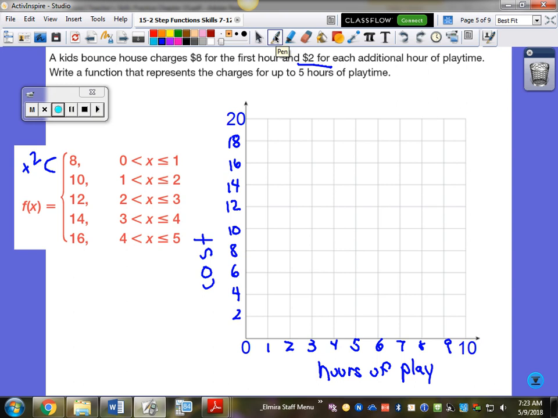So at $8, so here's 8, I'm going to start at 0 and go to 1, and it's going to include the 1. For $10, that starts at the 1. $2 to 3, so 2 to 3. Okay, why did I stop at 5? Because it says 5 hours of playtime.